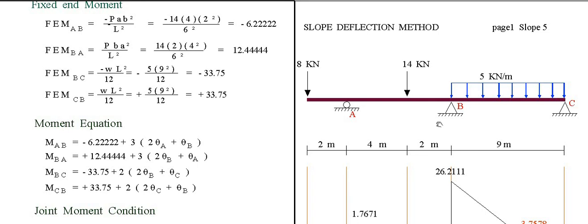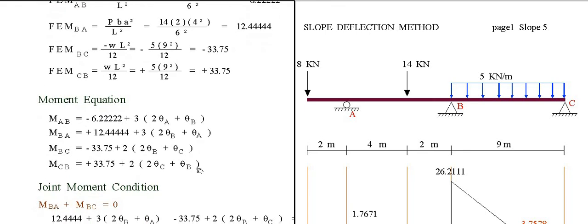For moment BC, this is minus 33.75, negative, then stiffness factor of 2 times 2 theta B, then theta C. Follow this, B then C. Moment at CB is equal to stiffness factor fixed end moment 33.75 plus twice the coefficient stiffness factor of 2 theta C plus theta B.